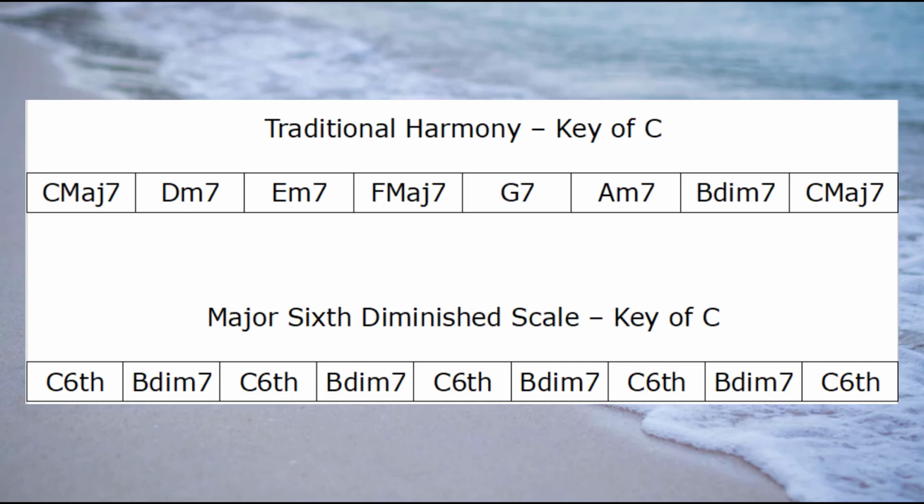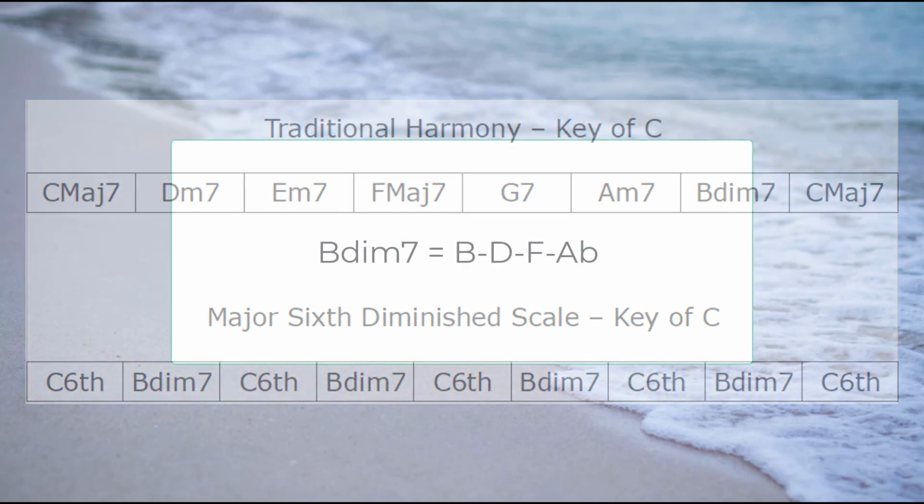So whereas we normally would have C major 7th, D minor 7th, E minor 7th, F major 7th and so on, we now have a chord sequence where we're alternating between a C6 and a B diminished. And now is probably a good time to explain why we changed the G sharp to an A flat.